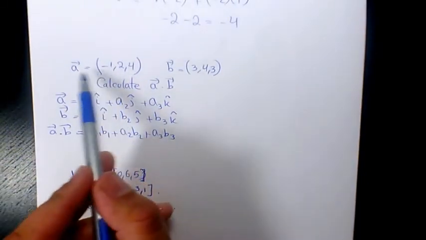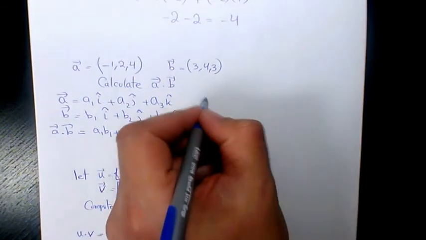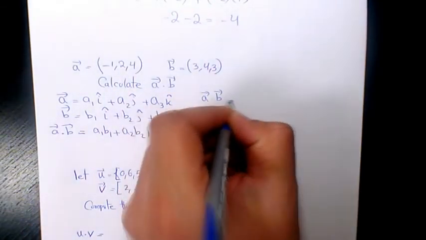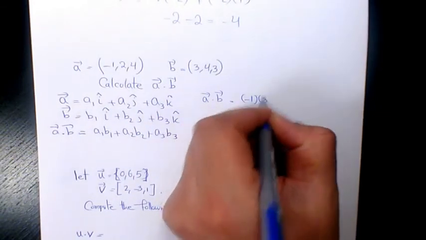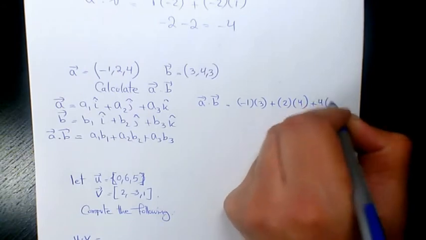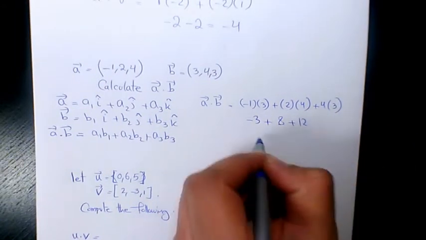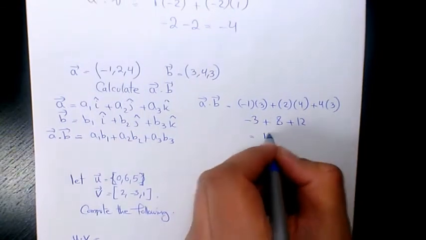So for example, for this one, A is negative 1, 2, and 4, B is 3, 4, 3. So A dot B is negative 1 times 3 plus 2 times 4 plus 4 times 3. So we have negative 3 plus 8 plus 12. That's going to be 20 minus 3, that's 17.